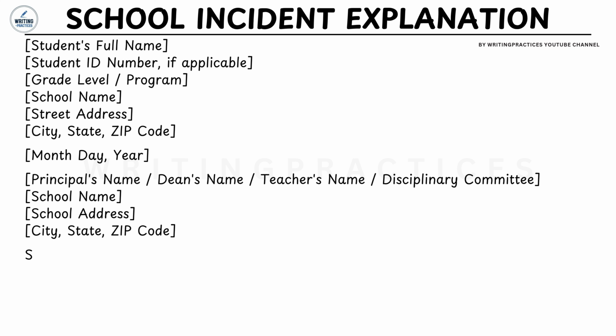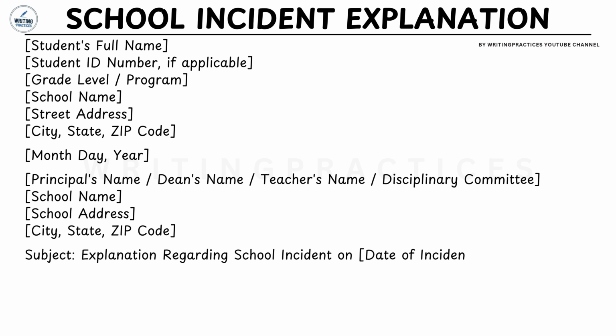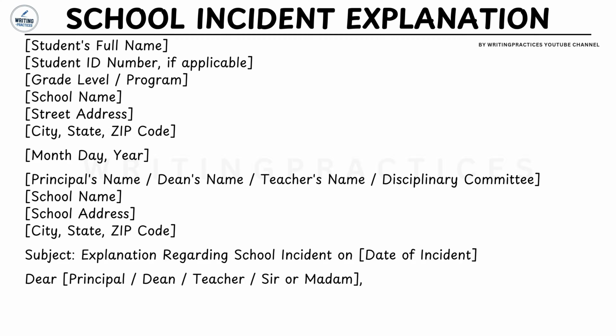Subject line. Now write a clear subject line. For example, subject, explanation regarding school incident on June 7, 2026. The subject immediately identifies the purpose of the letter and the specific incident being addressed. Salutation. Address the recipient respectfully. For example, Dear Principal Mitchell. This maintains a professional and respectful tone throughout the explanation.